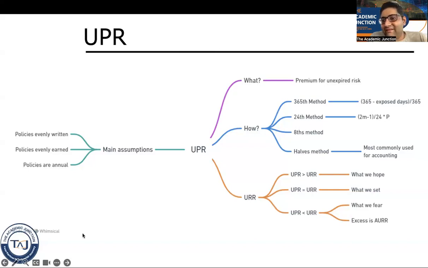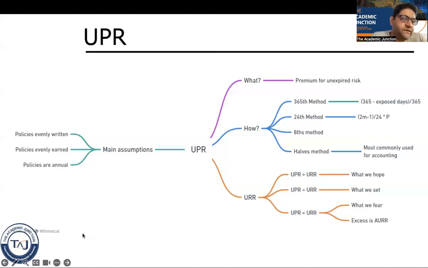Right. So that's a good segue because it gives us our next point, which is how do you calculate UPR? There are multiple methods. The method that you first mentioned is the 365th method, where you subtract the number of exposed days from 365 and then divide by 365 to get the unexposed period. Then multiplied with the premium, you get the UPR, right?